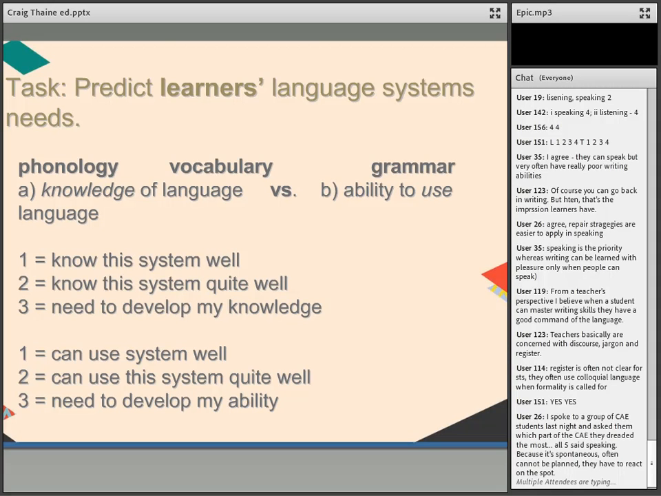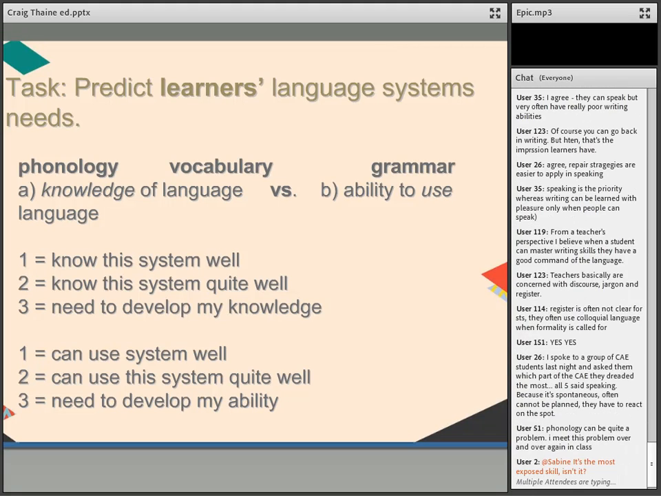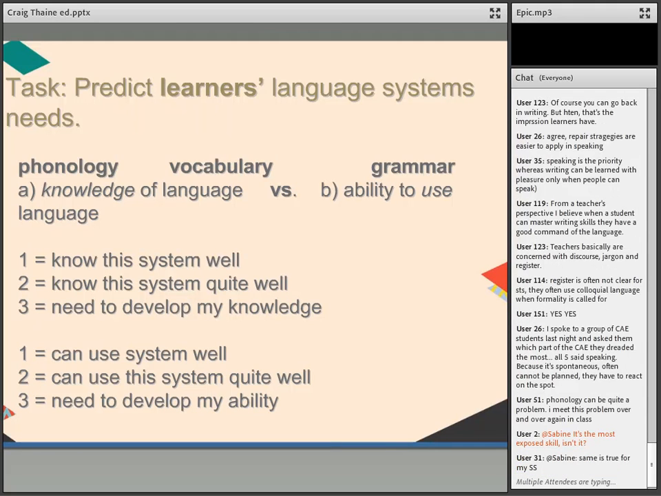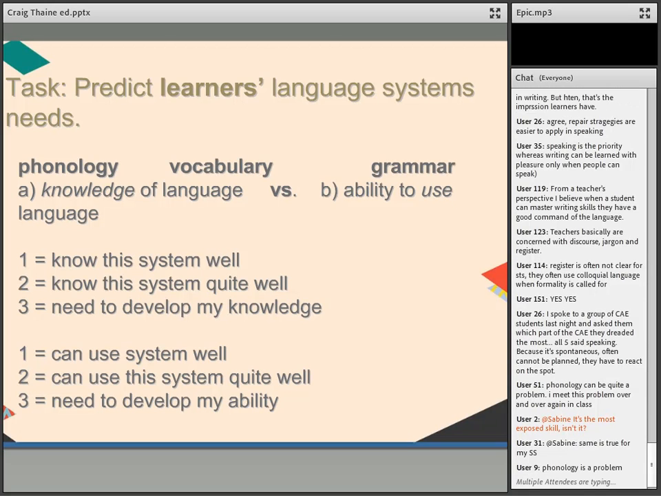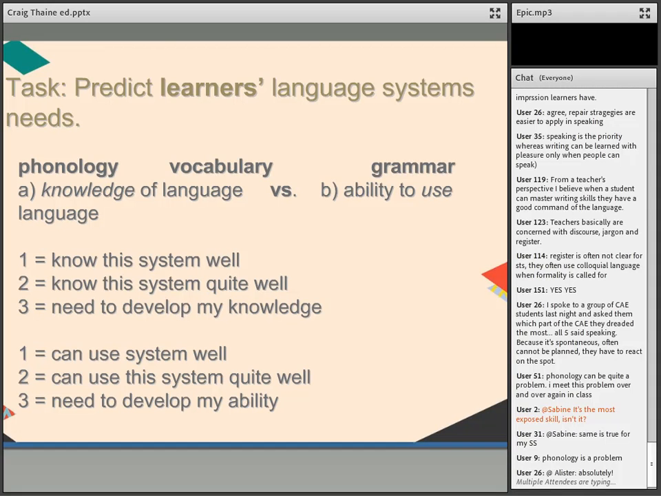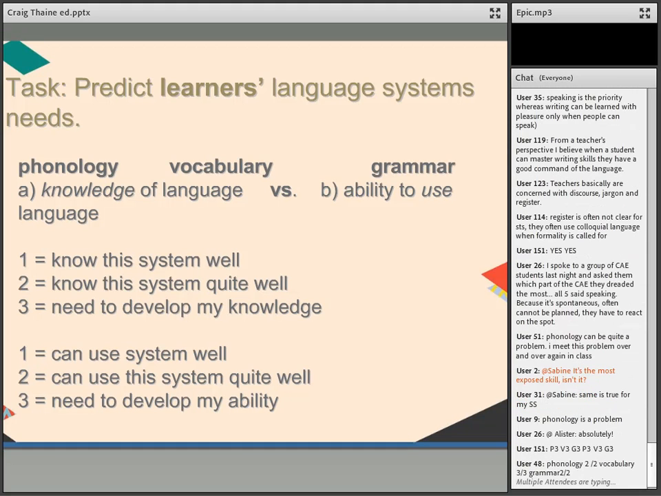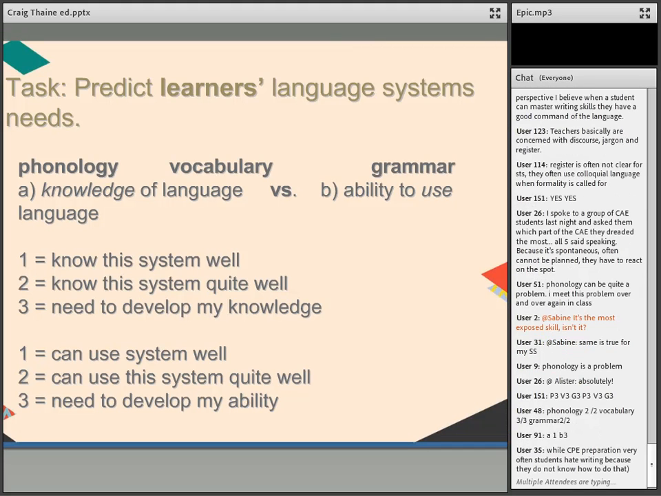And they had to rank yet again. So number one, I know about the system well, to number three, I really need to develop my knowledge of this particular language system. And then in terms of use, I can use this system well, I'm confident, to three, I really need to develop my ability. So yet again, another prediction task. How do you think learners rated themselves in terms of their knowledge of the language systems, and secondly, in terms of their ability to use the language systems? So I'll just pause so you've got time to type into the chat.